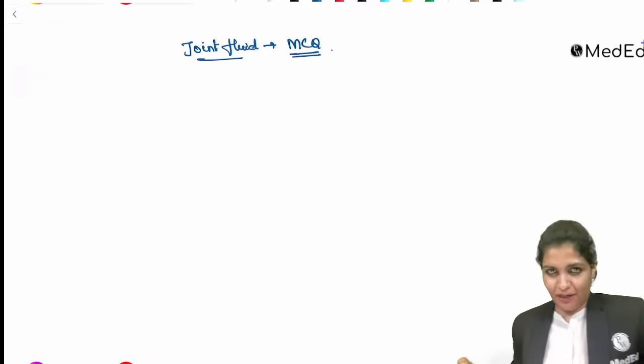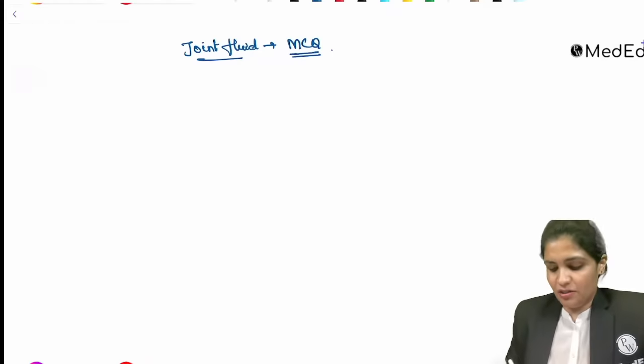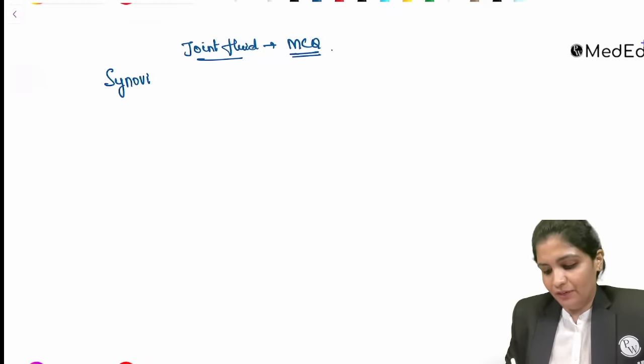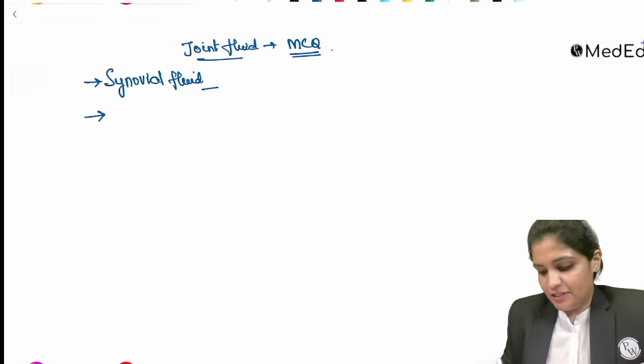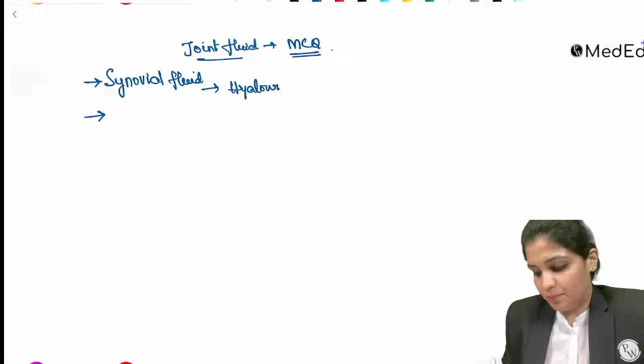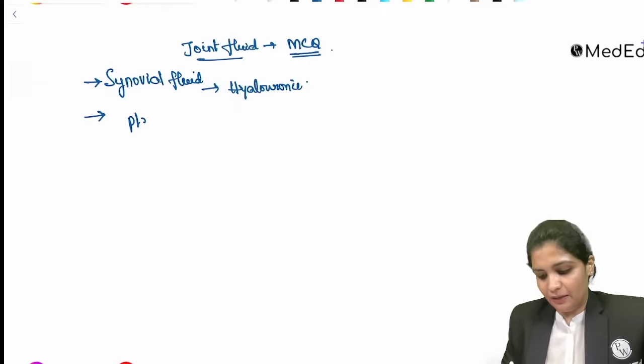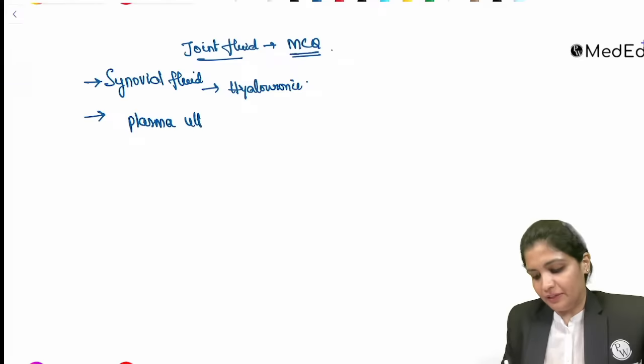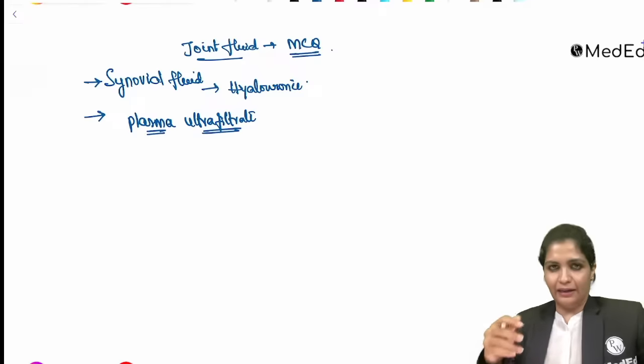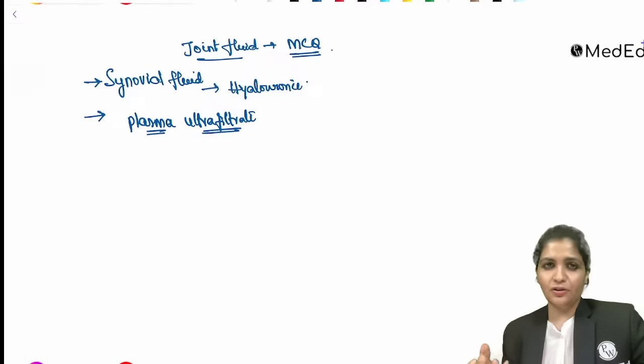So let's deal a little about your joint fluid analysis, right? This could be a potential MCQ for your upcoming NEET exam, so let's learn a little in detail about it. So what is your joint fluid? It is nothing but your synovial fluid, right? The synovial fluid which is present in the joint is rich in hyaluronic acid and various other proteins, and it is nothing but your plasma ultrafiltrate. The plasma gets filtered along the capillaries into the knee joint. This is nothing but your synovial fluid.